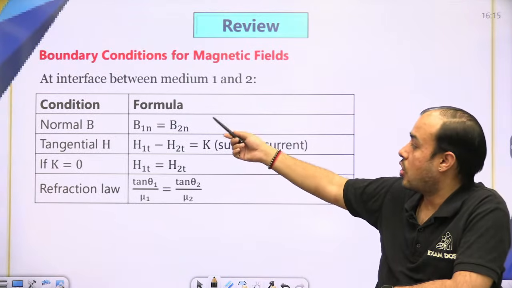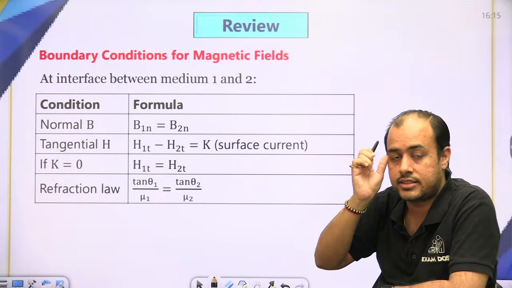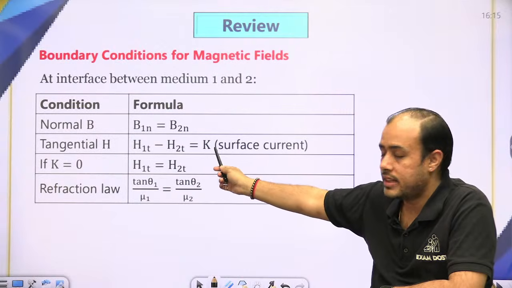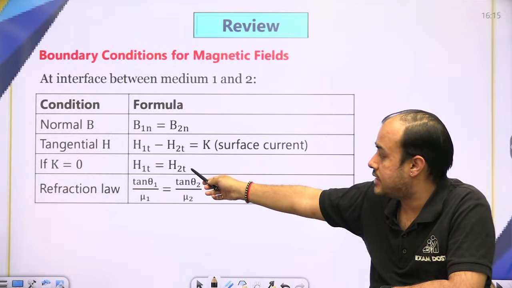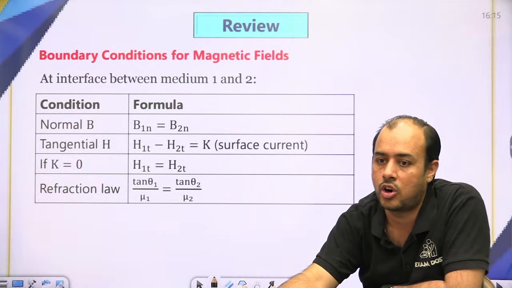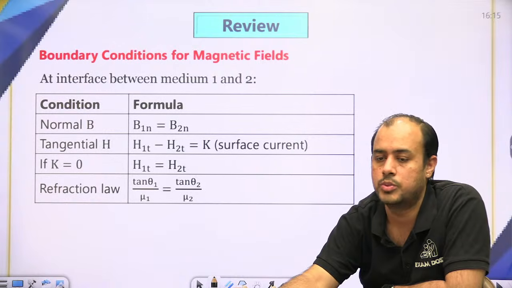Now beta, the boundary condition: the normal value of flux density is constant, tangential value of H, the difference is K, and if K is 0, both are constant, then we get a Snell's law kind of a law, tan theta 1 by mu 1 equal to tan theta 2 by mu 2.